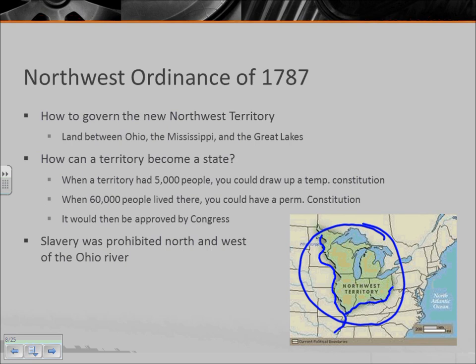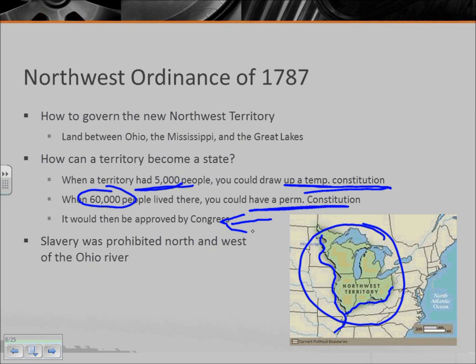It set rules on how to become a state. Each territory had to acquire 5,000 people, and once they did, they could set up a temporary constitution. But they weren't done. Once they got 60,000 people living in the state, they could create a permanent constitution. That permanent constitution could be sent to Congress, and if Congress approved, then the territory becomes a state.